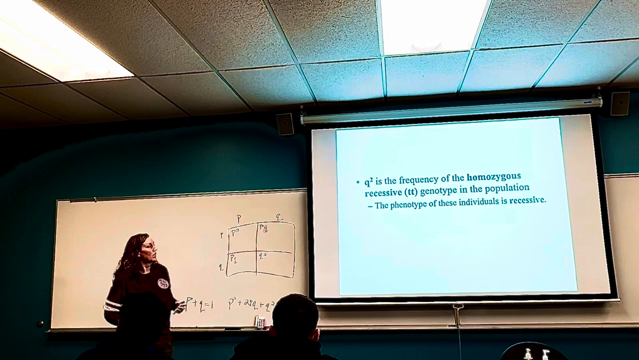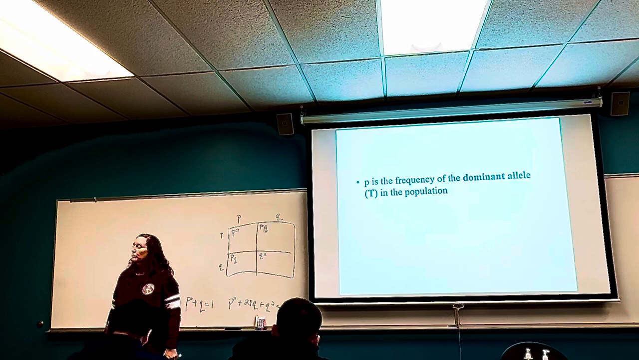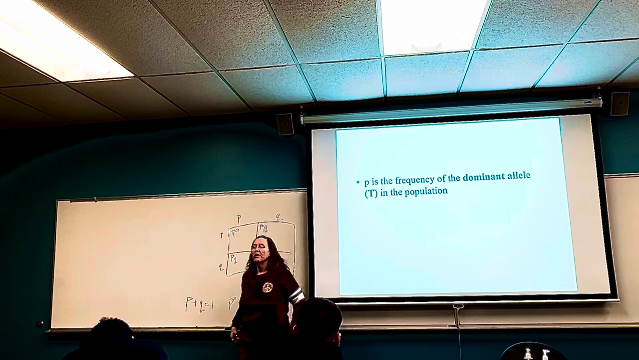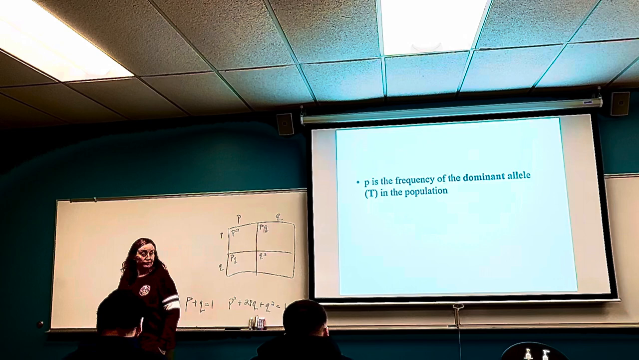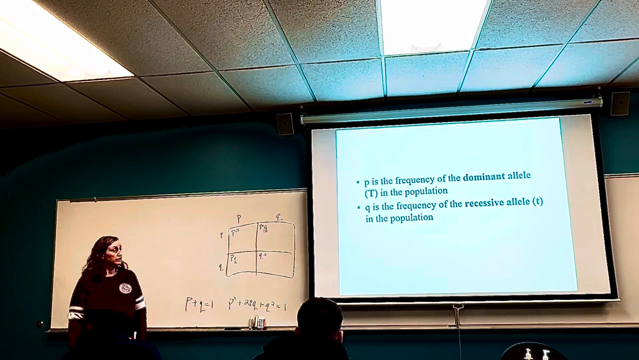P is the frequency or percentage of the dominant allele. Remember, an allele is one gene. Q is the frequency of the recessive allele, little t, the percentage of one gene, little t.